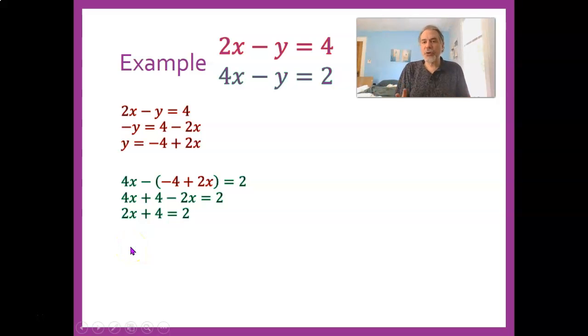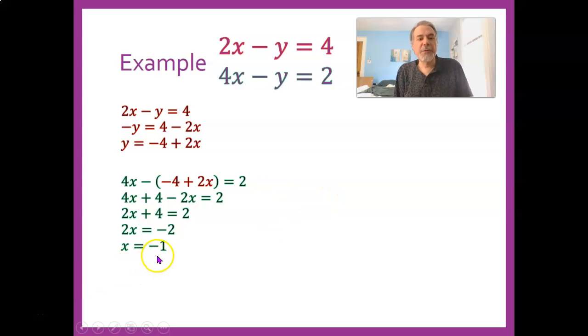Now, leave the x term where it is, but we want it to be by itself on one side. So subtract 4 on both sides. 2x equals, and then this 2 minus the 4 would be negative 2. And now go from 2x to just x by dividing both sides by 2, x equals negative 1. Remember, we're not done until we have two numbers, a number for x and a number for y.